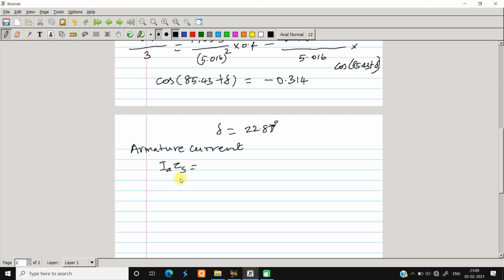phasor diagram. So IA Zs squared is equal to EF square plus VT square minus 2 EF VT into cos delta. So this whole term will be given as root, because here IA Zs the whole square will be coming.